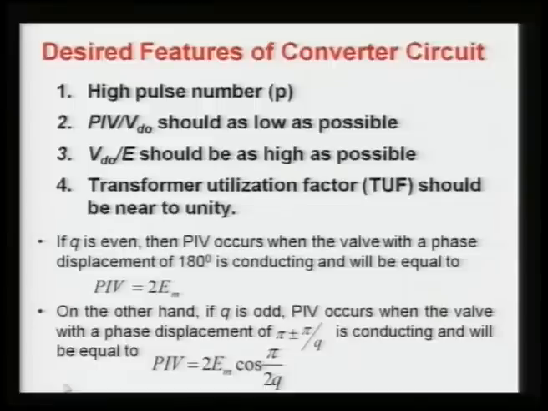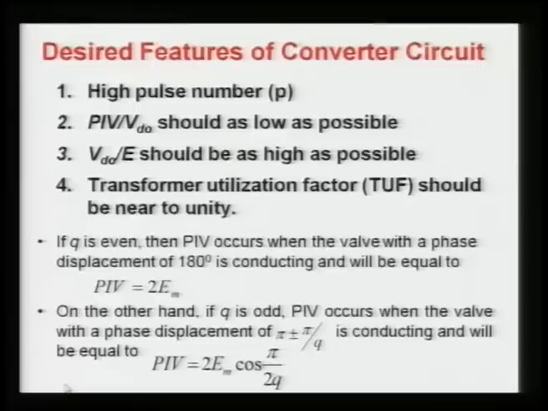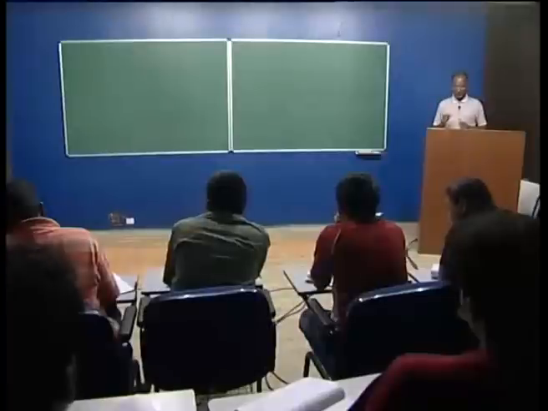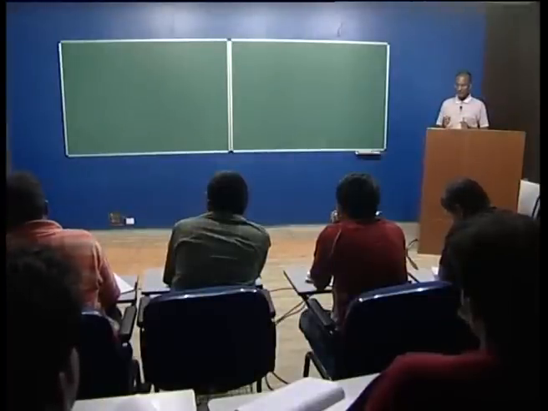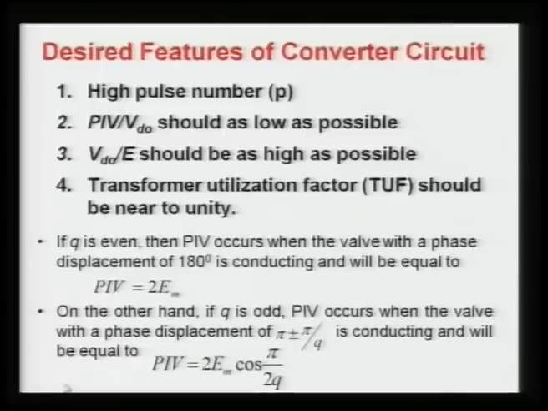if Q, as you know, is the number of valves in a commutating group, and it is even, then the peak inverse voltage will be twice the peak value of the impressed voltage, that is EM. If the voltage of the secondary side is EM sin omega t or EM cos omega t, then it will be twice its peak value. This normally occurs when the valve with the phase displacement of 180 degrees is conducting, then it will be 2 EM.